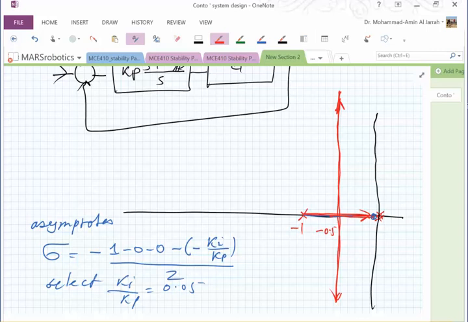So the asymptote is sigma equals minus 1 plus 0.05 over 2, which is equal to minus 0.95 over 2, which is almost minus 0.475. Okay, so the asymptote here I have at minus 0.475. So this is almost half. Okay, so this is the asymptote. Remember, the original asymptote is somewhere here. This is the original asymptote.